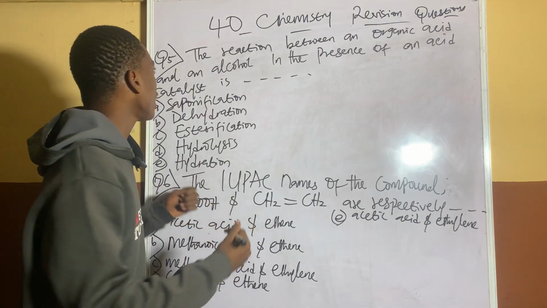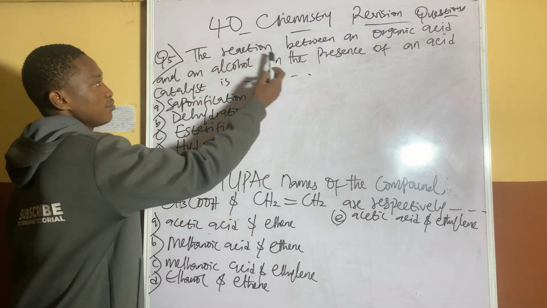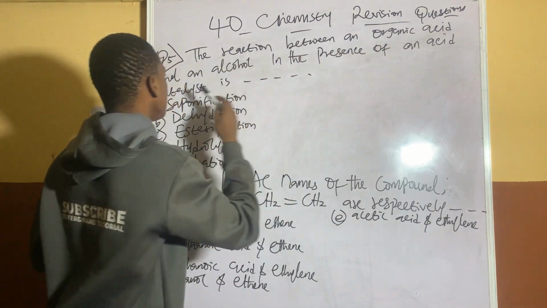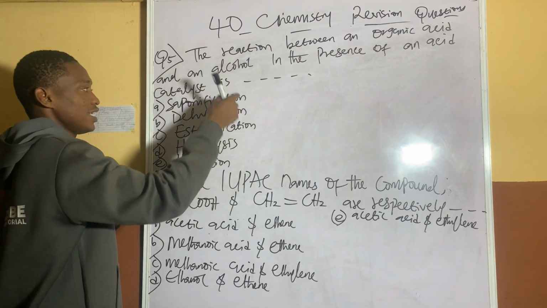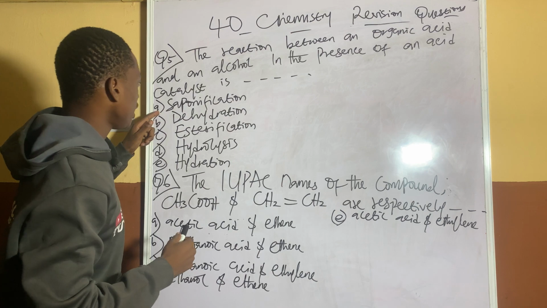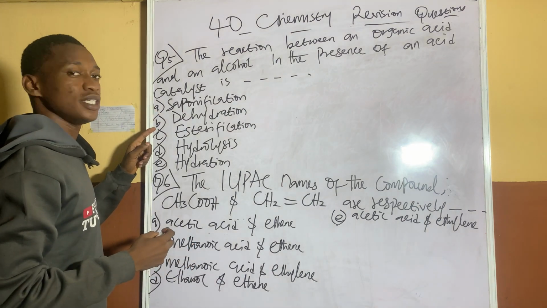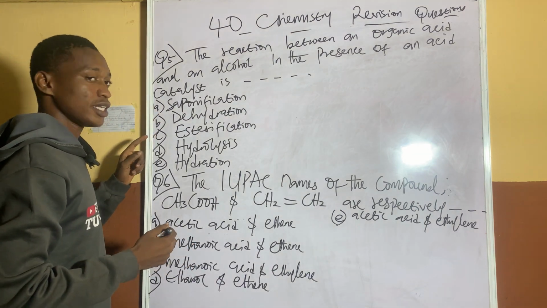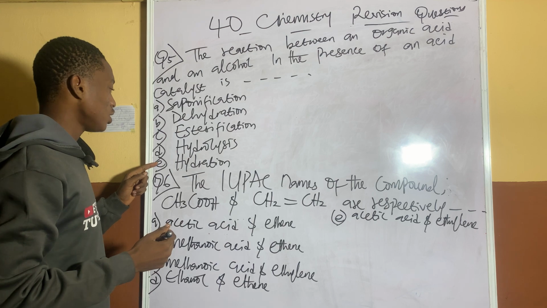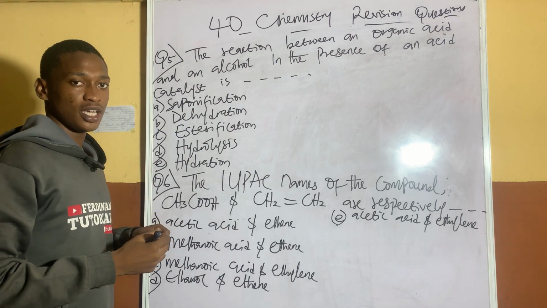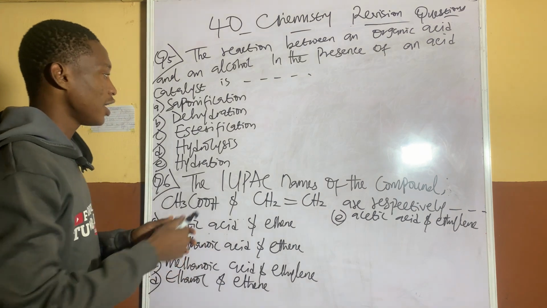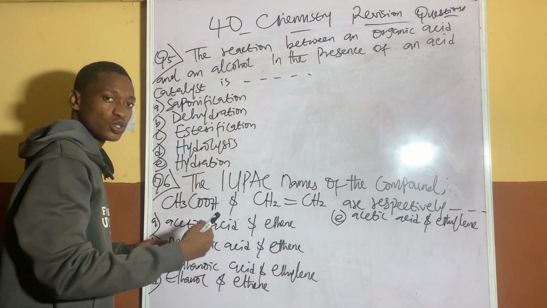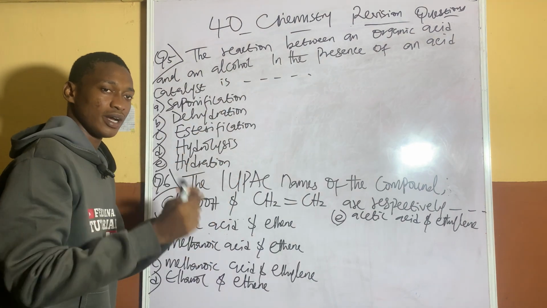Now in question 5, it says the reaction between an organic acid and an alcohol in the presence of an acid catalyst is dash. The options are: A saponification, B dehydration, C esterification, D hydrolysis, E hydration. Now, just as we usually do in JAMB, first of all, we need to identify these particular options, why they are here, and then we pick out the right answer.